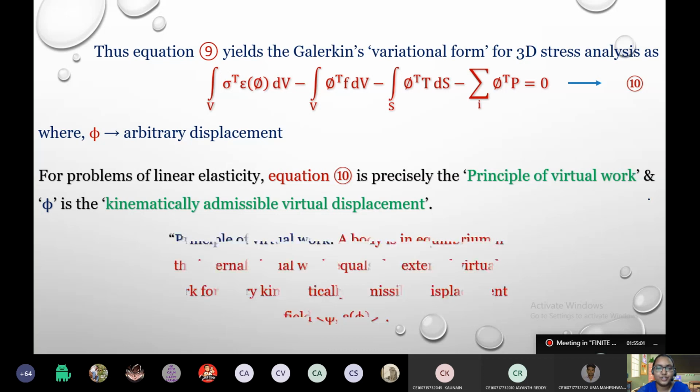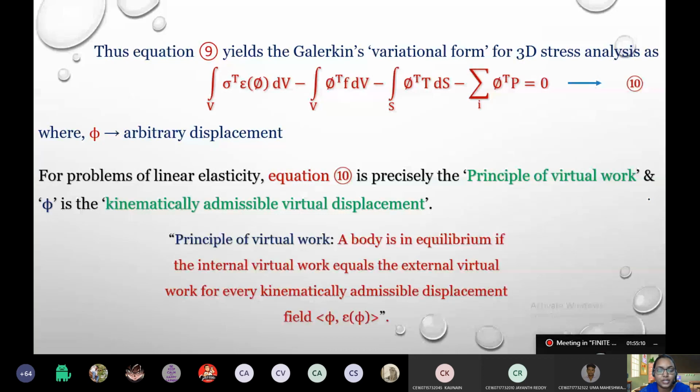That is the principle of virtual work. Please note it down. A body is in equilibrium if the internal virtual work equals the external virtual work for every kinematically admissible displacement field. You have already seen the principle of virtual work in many of your previous subjects. Everywhere this concept works, and you're telling me you have never heard of this.